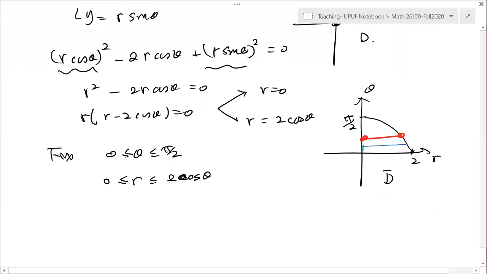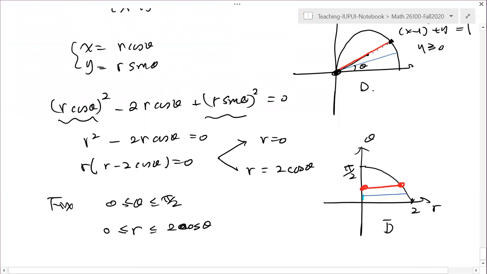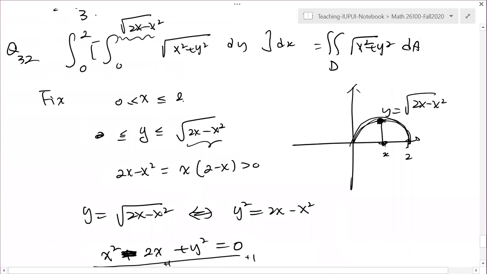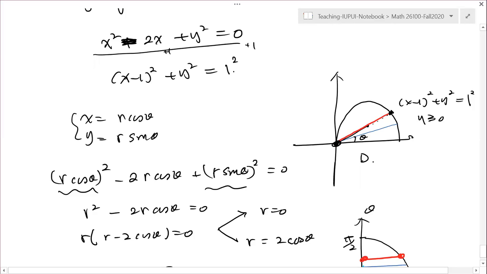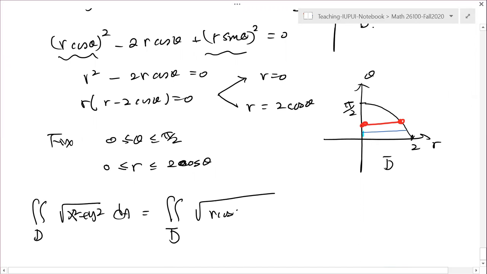All right, so now we're going to convert this integral on D to the integral on D bar. So where's my original integral? I forgot. Just square root of x squared plus y squared. So this double integral becomes this integral over here, and here x squared plus y squared is just r squared. And don't forget the r here, from the area element.